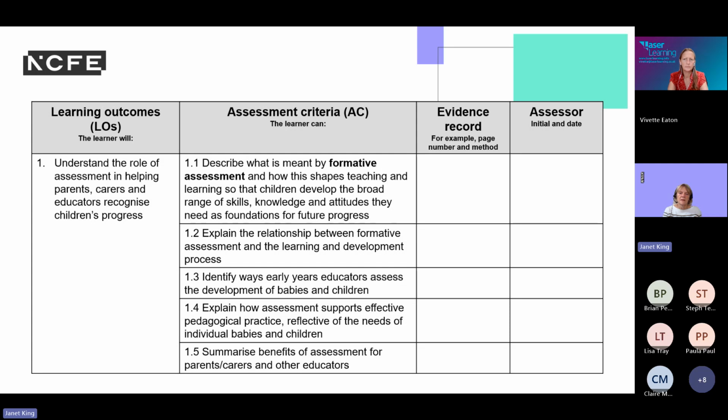So sometimes, and it's quite incidental, and we certainly don't do it on purpose, but sometimes we start with an idea rather than starting with the child. And so it's important to start with the child and build things around that. And that might well fit in to themes or topics depending on how that individual setting plans or approaches planning. So identify ways early years educators assess the development of babies and children. What's happening within your setting?